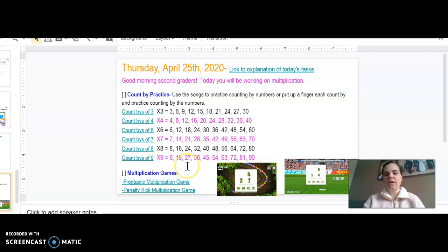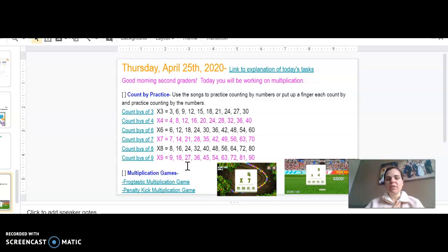So if I start with the threes, I'm going to go 3, 6, 9, 12, 15, 18, 21, 24, 27, 30, and then go to fours. 4, 8, 12, 16, 20, 24, 28, 32, 36, and 40. And then sixes, 6, 12, 18, 24, 30, 36, 42, 48, 54, 60, and then continue with 7, 8, and 9, putting up a finger each time.